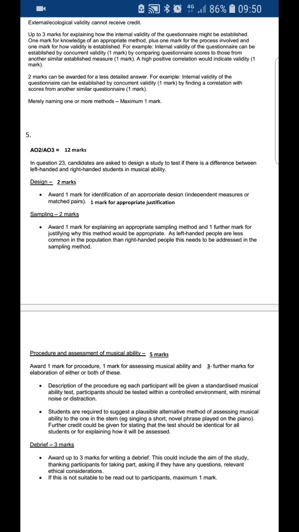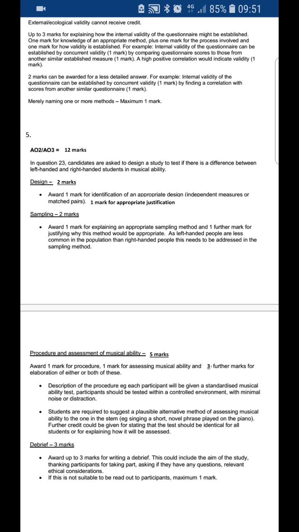A lot of you were saying that one left-handed person would be matched to a right-handed person, but we had no idea what you would be matching them on. And again, it's got to be to do with musical ability. So in that first section, a lot of you only got 1 mark. For the design question, you'd picked an appropriate one, but you hadn't justified it accordingly. The same with sampling. Out of 2 marks, a lot of you just ended up with 1 mark.